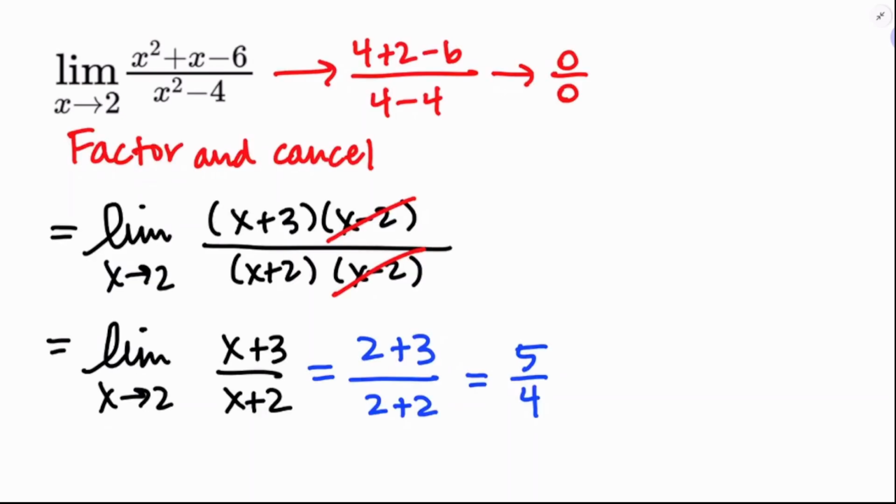All right, there you have it. So I plugged in initially, I got 0 over 0. Okay, so I know that that probably means I need to factor and cancel. So I factored them, I found those identical factors, canceled them off. I'm left with x plus 3 on the top, x plus 2 in the bottom. After canceling, I'm going to try plugging in x equals 2 again, and I'll get 5 over 4. Okay, so that's good news.